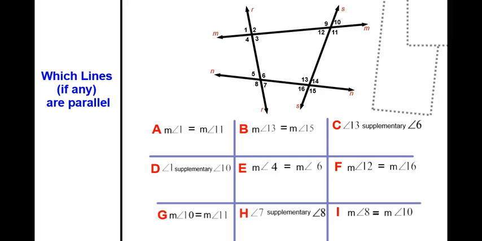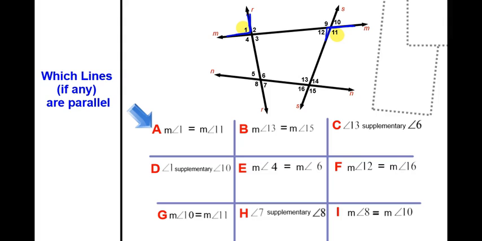So we are going to start out here with question A, and they want us to look at angles 1 and angle 11. So I'm going to highlight those up there. Angle 1 and angle 11 are those two angles right there. We think about what kind of angles those are, and if I trace those out, angle 1 and angle 11, they look like they're on the outside.